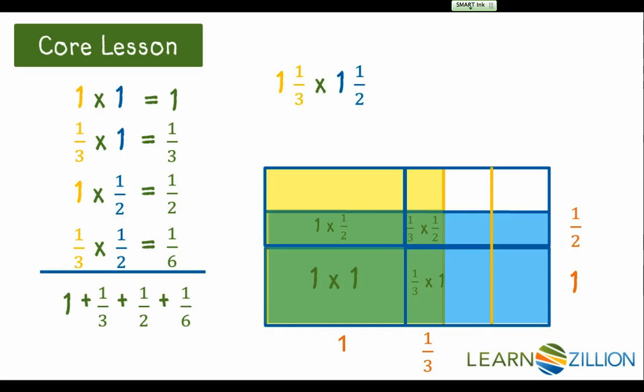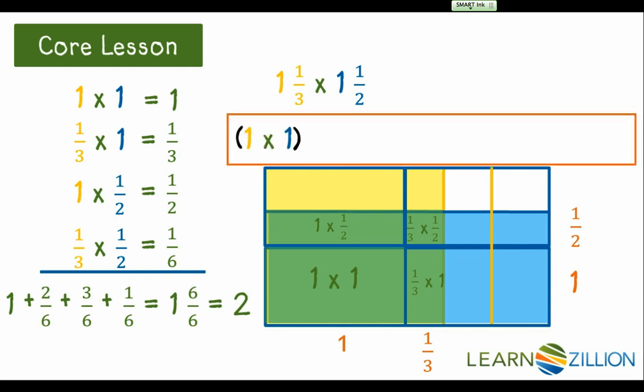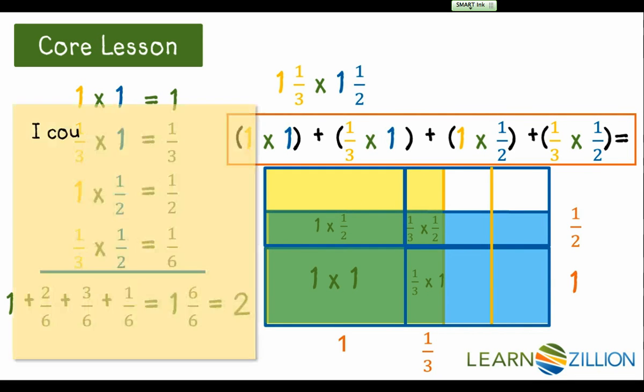They each need to have a common denominator, so I could rewrite this as 1 plus 2/6 plus 3/6 plus 1/6 equals 1 and 6 out of 6 parts, or 6 sixths, which is equal to 2. I could actually write this as an equation. The group of 1 times 1 plus the group of 1/3 times 1 plus the group of 1 times 1/2 plus the group of 1/3 times 1/2 equals my area.